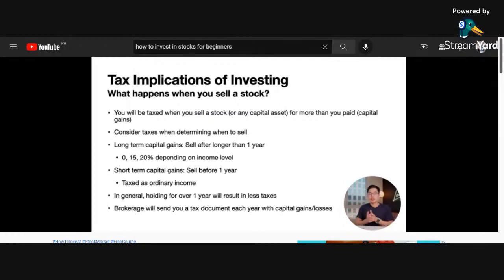So yeah, like I said, in general, holding for over 1 year is going to result in less taxes when you do sell, and your brokerage will send you a tax document each year with your capital gains or losses. This applies to taxable accounts, you guys. When you're talking about retirement accounts, it's a bit different. It's a lot more complex. But the main point is know that there are taxes when you do sell for a profit.